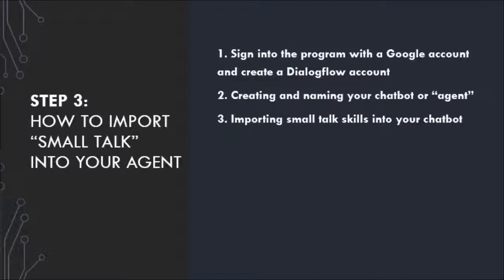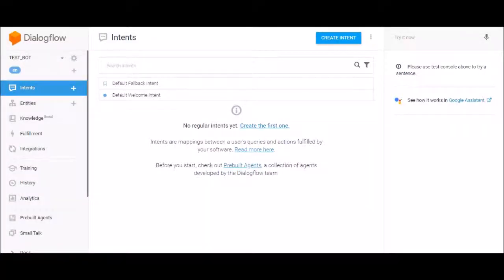Step 3. How to import small talk into your agent. Now that we have a bot, we can help it learn by adding some pre-programmed small talk skills. Look in the Actions column on the left of the screen. You will see a list of actions starting with intents, then entities, then knowledge, and so on. Go down to the action Small Talk and click on it.